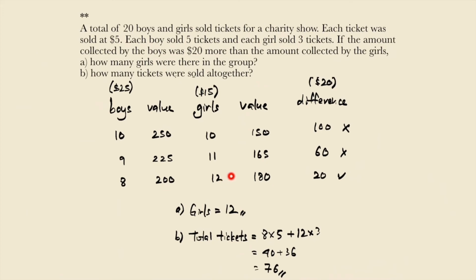How many tickets were sold altogether? Alright, now don't forget, this is 8 boys, right? But that's 5 tickets each. So how many tickets are we talking about? 8 times 5. This is 12 girls selling 3 tickets each. How many tickets is that? That's 12 times 3, 36. So the sum of the tickets must be 76 here.